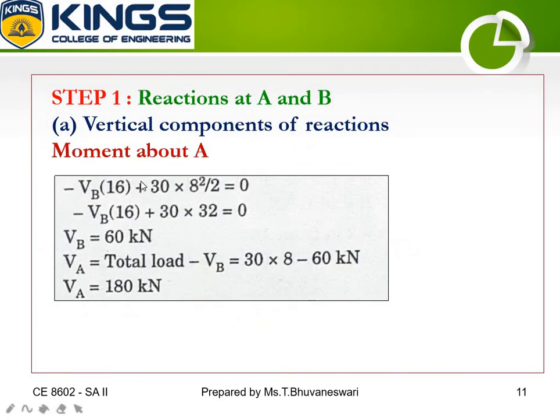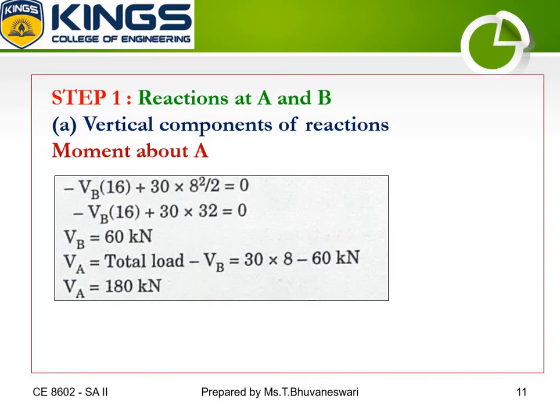Moment about A: VB into the total span distance, which is 16, plus 30. Here the 30 is the uniformly distributed load. That uniformly distributed load acts at a distance of 8 meter, so first we have to convert it into the point load. So 30 into 8, and this square represents the distance, 8 divided by 2. So minus VB into 16 plus 30 into 8 square divided by 2 is equal to 0. After simplification, we will get the vertical reaction at B, which is equal to 60 kilonewton.